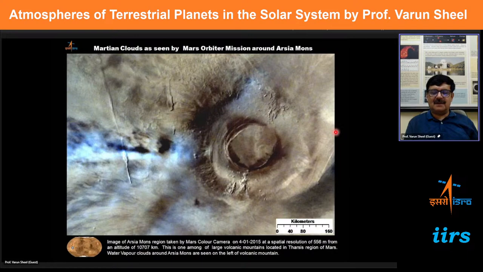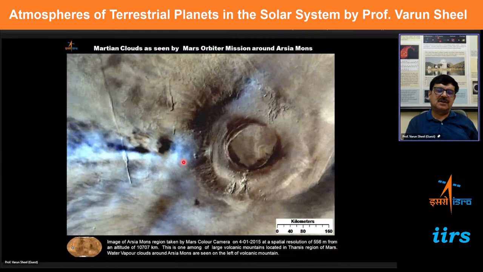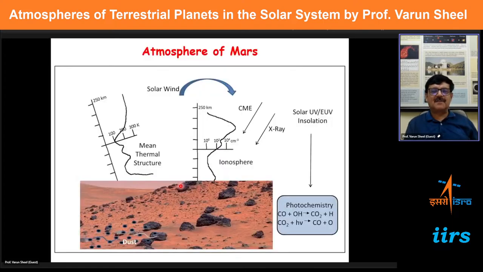This is something when I talked about water being present, but in very small amounts. You can see this here again. This is from the Mars Color Camera on the MOM orbiter, and you can see these streaks of water vapor clouds on a region called Arsia Mons, which is a high altitude volcanic mountain. So even these clouds of water vapor can be detected. They have been detected by many of the missions which have cameras and other experiments as well.